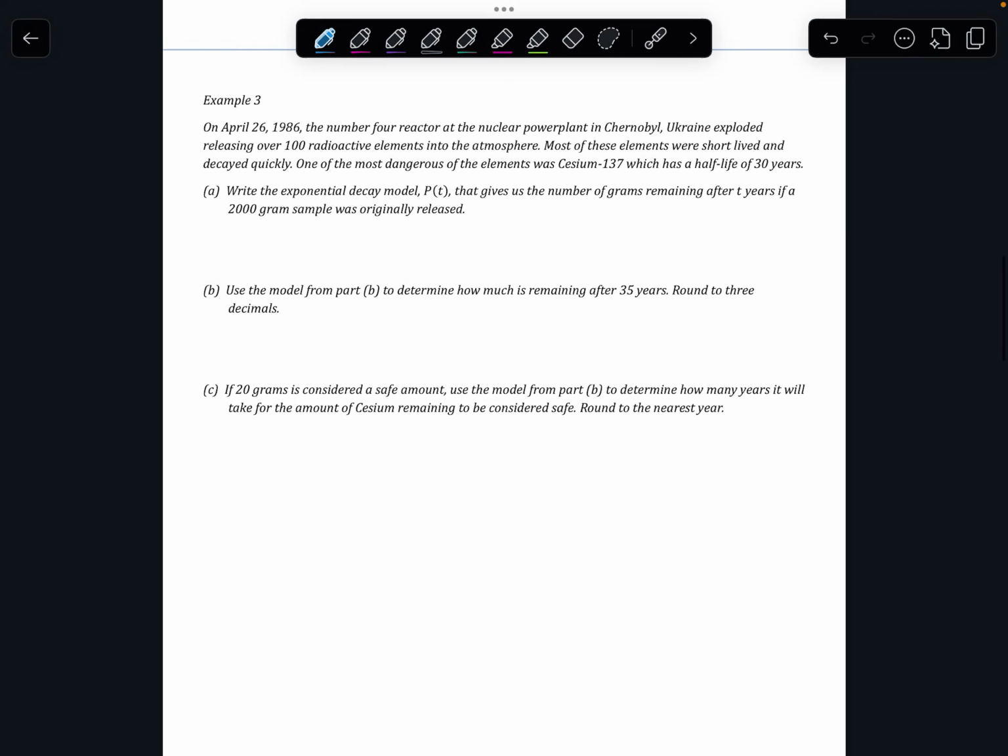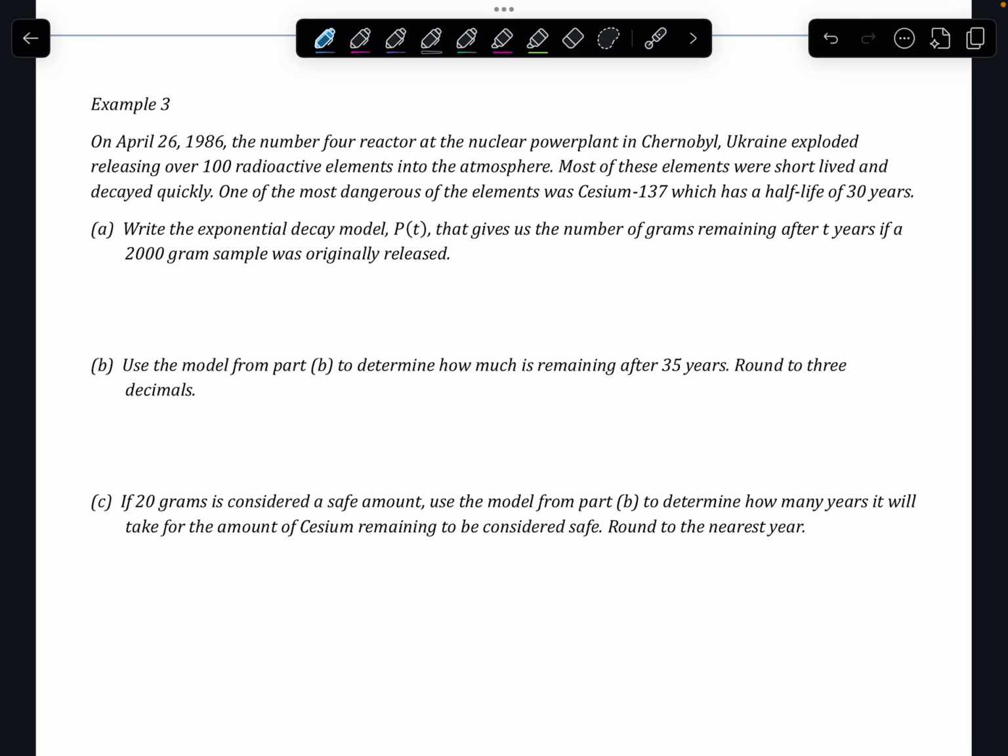On April 26, 1986, the number 4 reactor at the nuclear power plant in Chernobyl, Ukraine exploded, releasing over 100 radioactive elements into the atmosphere. Most of these elements were short-lived and decayed quickly. One of the most dangerous of these elements was cesium-137, which has a half-life of 30 years.